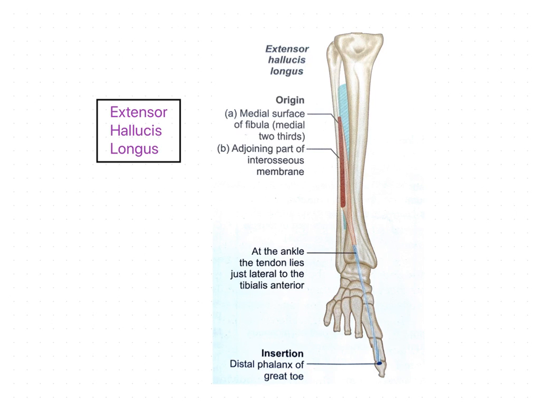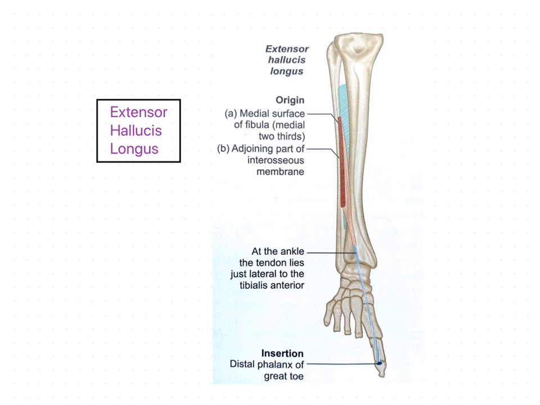Now we will move on to the next muscle, that is extensor hallucis longus. So this muscle is placed somewhat deep. Over this we can find tibialis anterior and extensor digitorum longus. On the lateral aspect we can find the Peroneus Tertius.